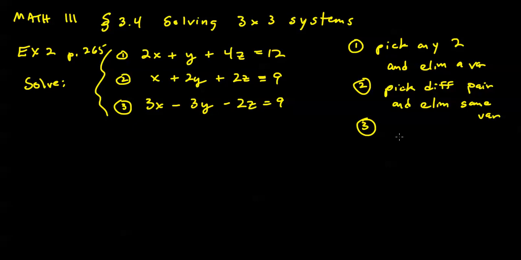Step 3, well, steps 1 and 2 will result in a 2x2 system. So take those two equations and solve the resulting 2x2, which will solve for two of the three variables. And step 4, once you've got two variables solved for, you can easily solve for the third by taking one of the original equations and then solve for the third variable.